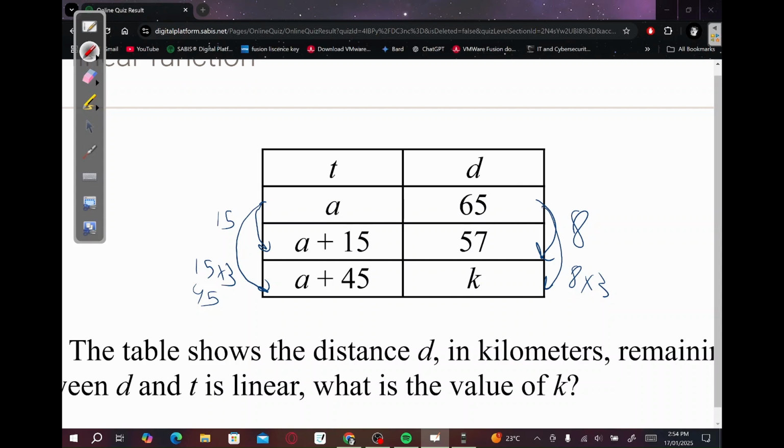So what we're going to do, 8 times 3 is 24. Now don't put 24 down because that's not the answer. What we're going to do, we're going to subtract 65 minus 24 because that's how much it changed. 65 minus 24 is equal to 41, and this is our final answer.